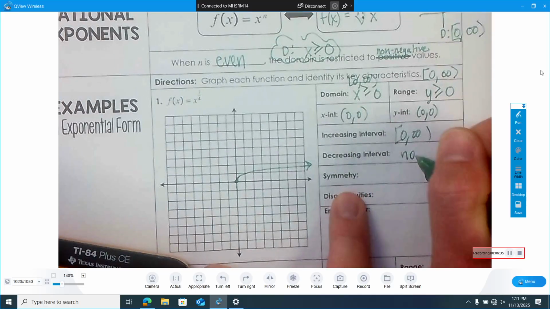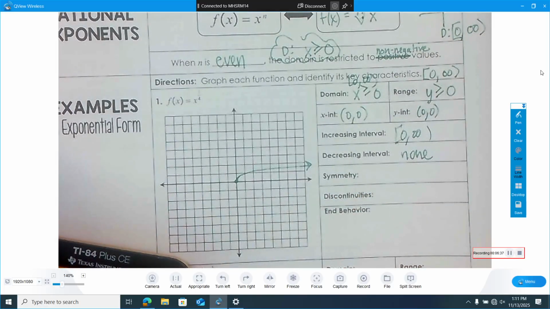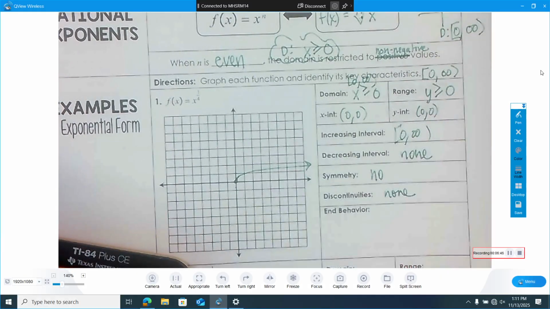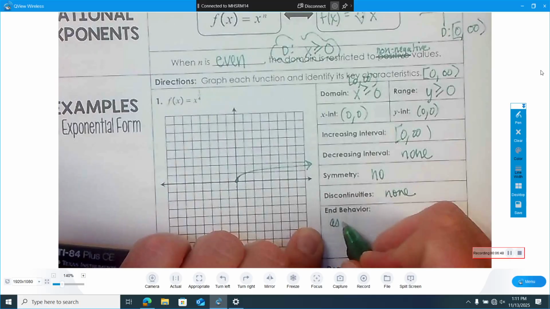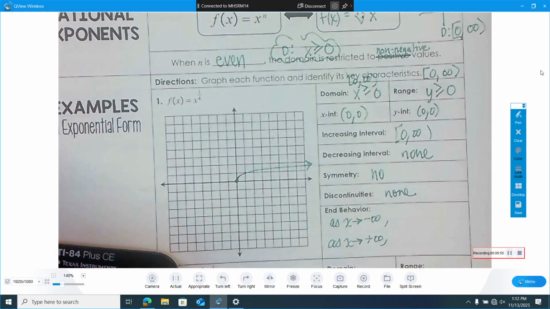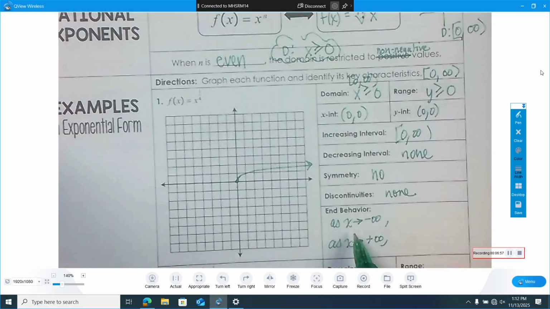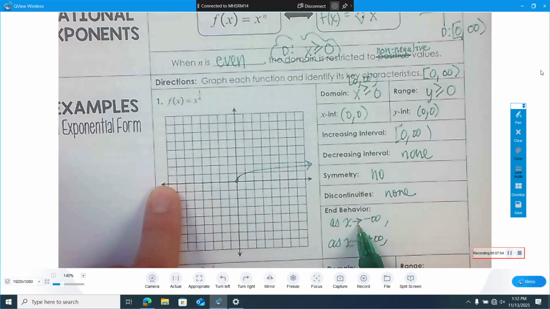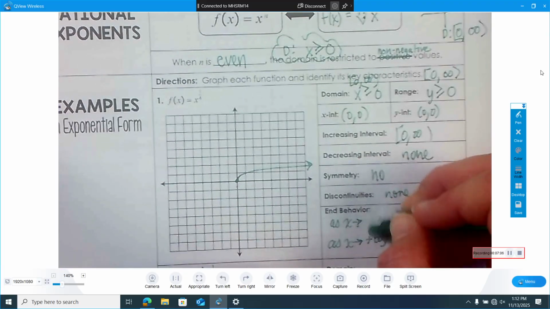So, is it decreasing? No. So there is none. Symmetry. Any symmetry? No. Any discontinuities? None. And end behavior. So as x approaches negative infinity, as x approaches positive infinity. So as x, can x go to negative infinity? No, wait a minute, that doesn't work in this case.